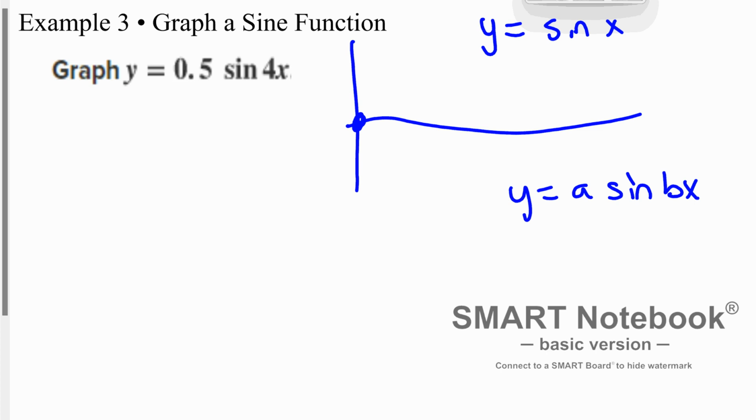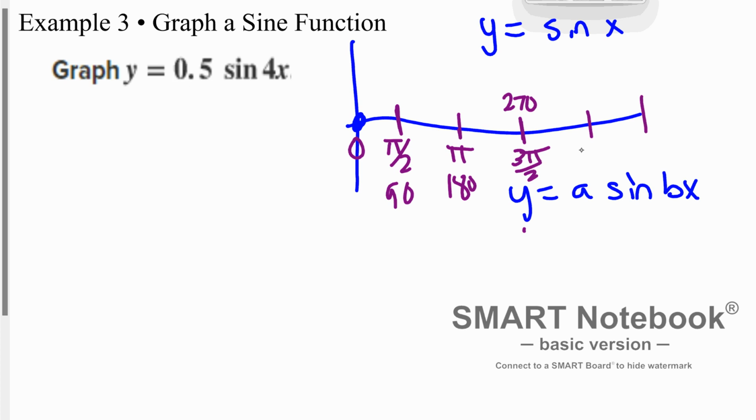Okay, so when we look at this, we want to find out, what are the normal x's that we have? What are the normal angles that we come across, right? So normally we do 0, pi halves or 90 degrees, and pi, which is 180, and then 3 halves pi. We're just counting by 90s, right? And this is 270, and then we're back to 2 pi, which is 360. Okay, so those are the normal ones that we hit, and it just goes like this, back through here, and it ends right there. So that's what it normally looks like.